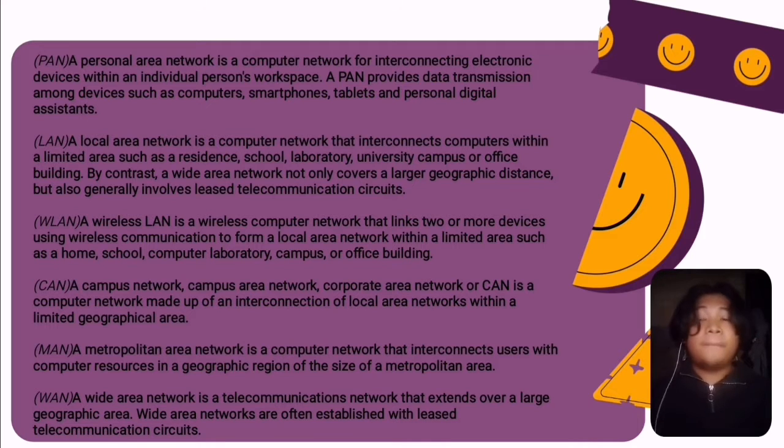geographical area. MAN, a metropolitan area network, is a computer network that interconnects users with computer resources in a geographic region of the size of a metropolitan area. WAN. A wide area network is a telecommunications network that extends over a large geographic area. Wide area networks are often established with leased telecommunication circuits.